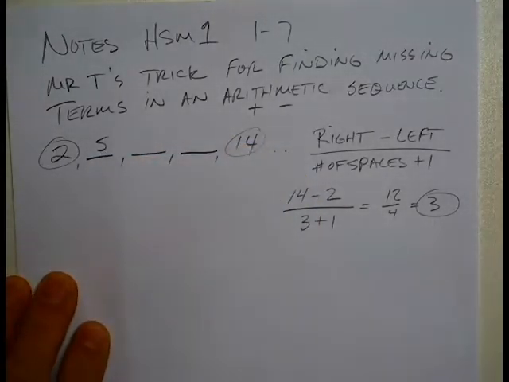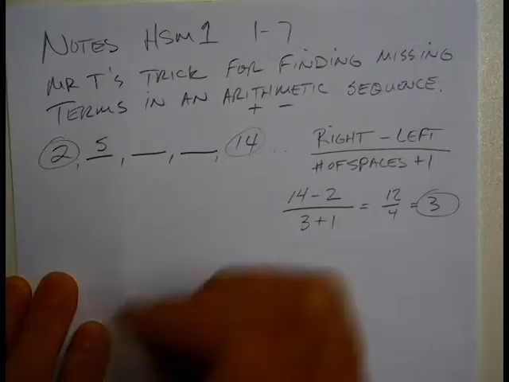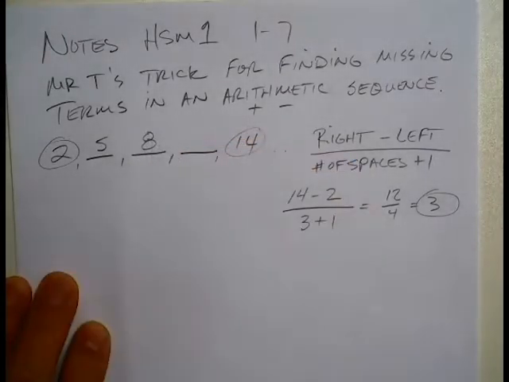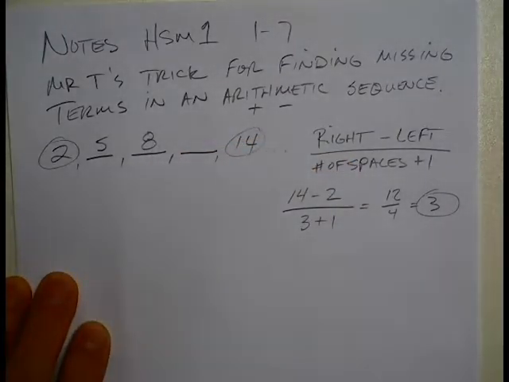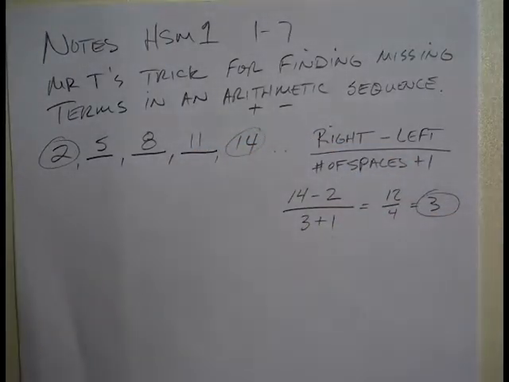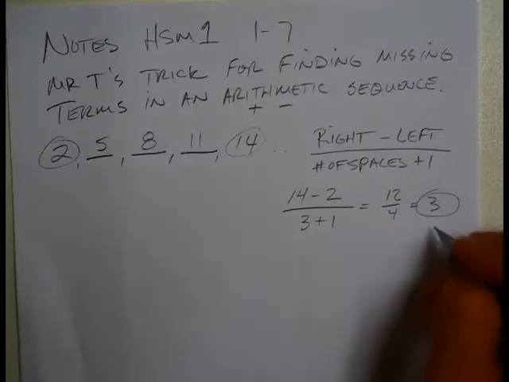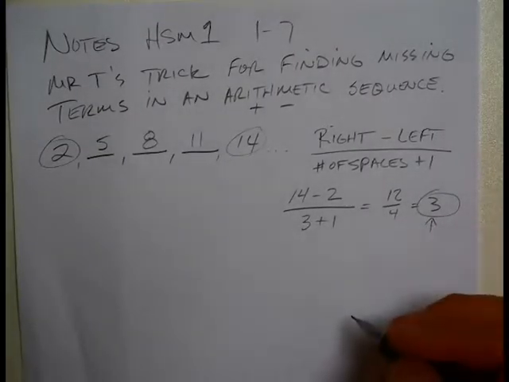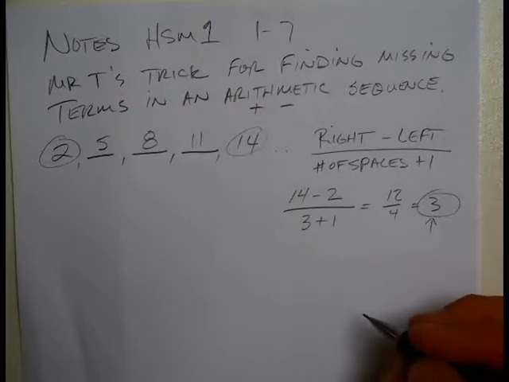So let's see if it works out. 2 plus 3 is 5. 5 plus 3 is 8. 8 plus 3 is 11. And 11 plus 3, do we get to 14? There it is. There it is.